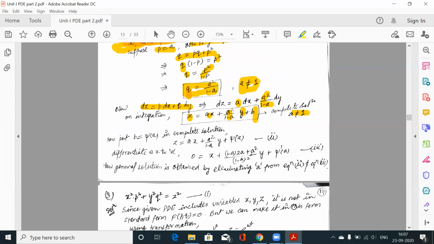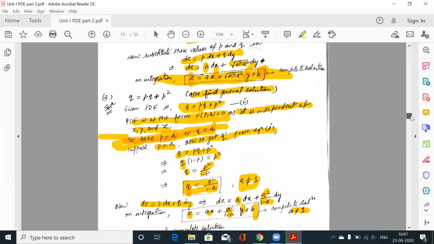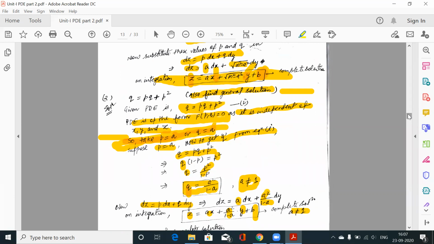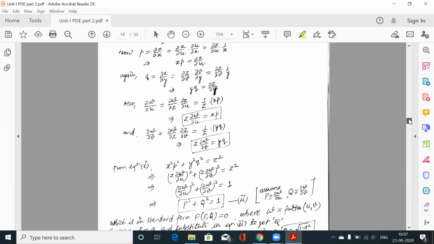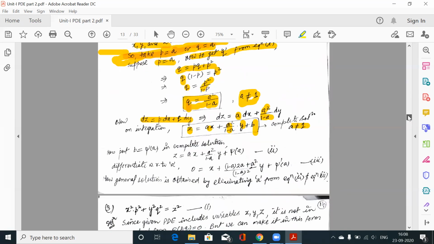Now remember that in this question we have to find out the general solution also. So it is written here, find out the general solution also. So what we do for general solution? To get the general solution, we write the complete solution. So this is a complete solution. Now what we do, we write b is equal to a function of a in the complete solution.